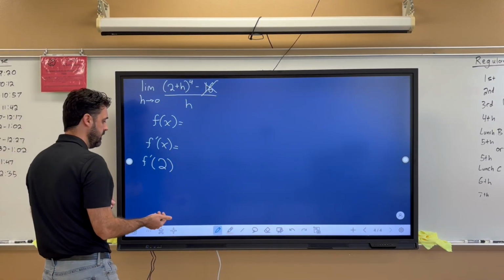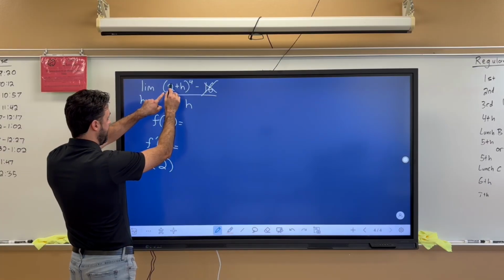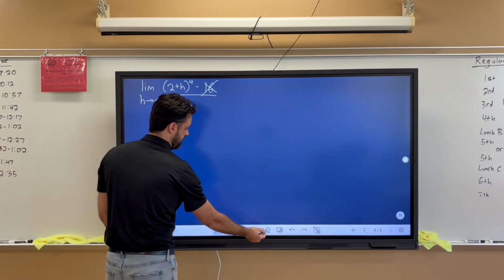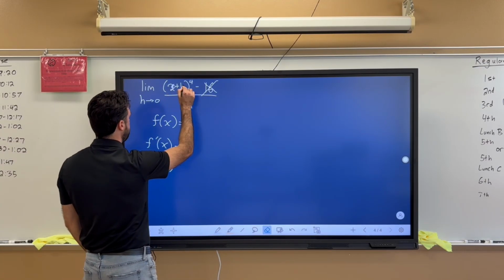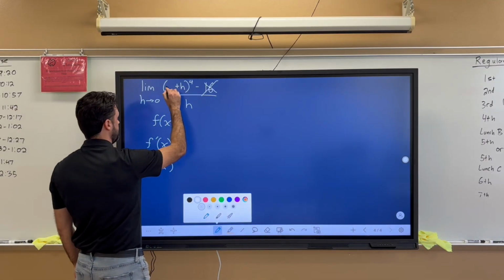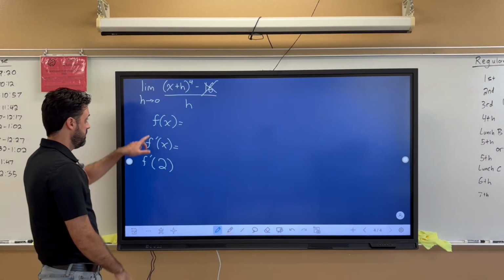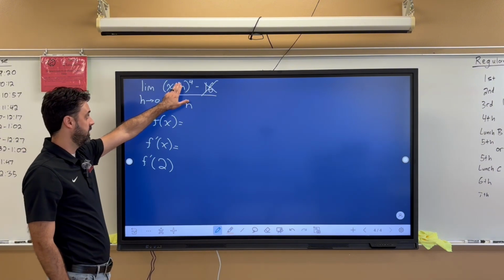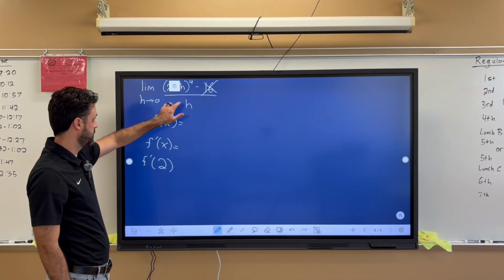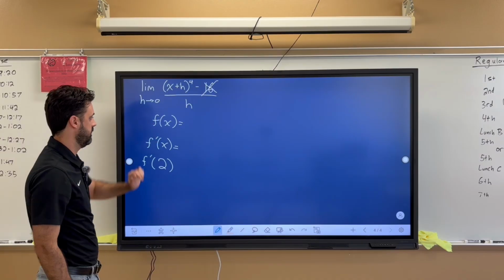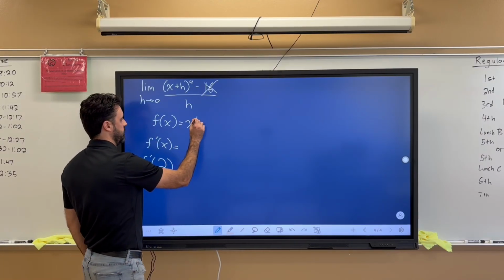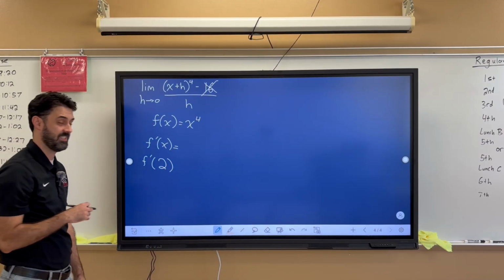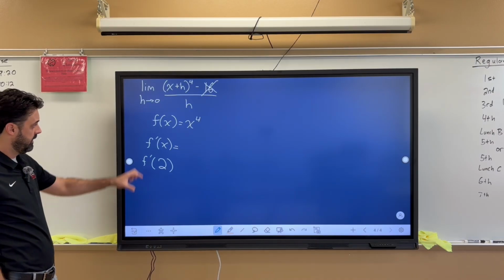All right, what we're going to do is, again, pretend that 2 was just an x, because it's in front of h. Whatever's in front of h is always x. Now, because h is going to 0, we're going to ignore h. That tells us our function is just x to the 4th. That's what f of x is here, x to the 4th. And that's the most difficult part of this question, is just identifying what f of x is.